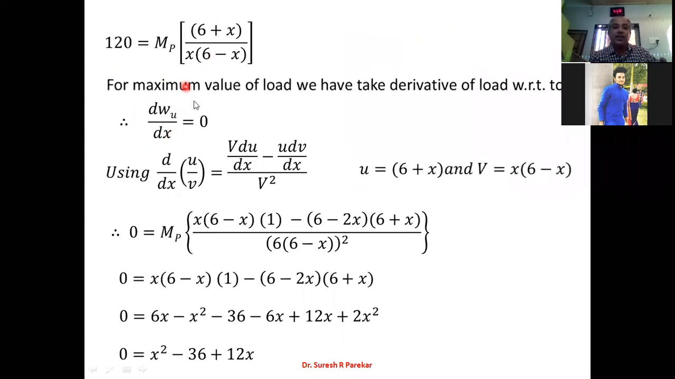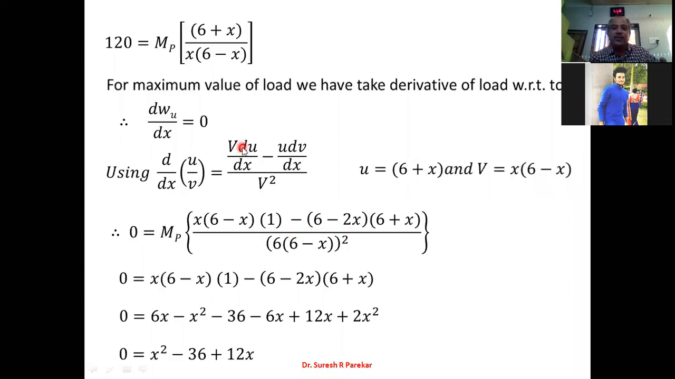Now take the derivative of this. So we have u as 6 plus x and v as x into 6 minus x. Now du by dx, derivative of this, is 1 only. Then we have dv by dx. So x goes inside, giving 6x minus x square, so it becomes 6 minus 2x.